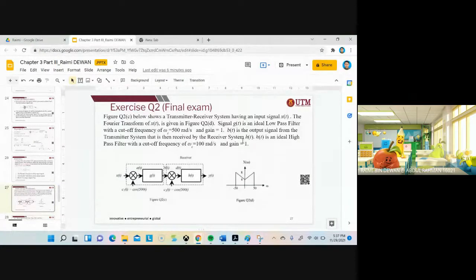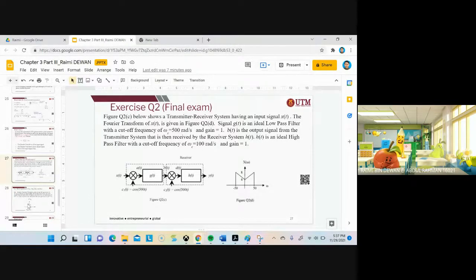Okay, BT is the output signal. You see here, BT is the output signal from your modulation, from the transmitter system that is then received by the receiver system. This is HT. HT is an ideal high pass filter with cutoff frequency of omega c and gain 1. So the question is good. It mentions all. So then what is the question 1?